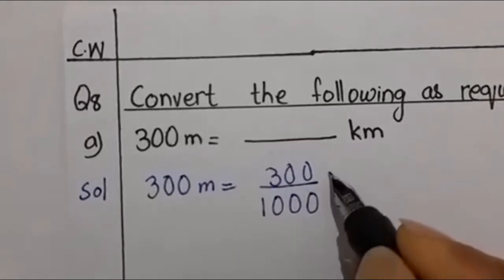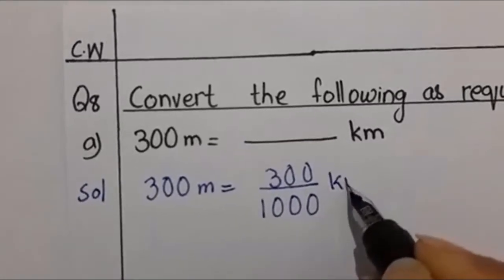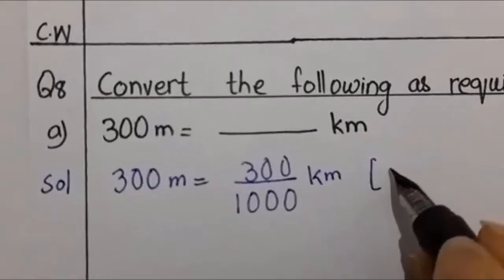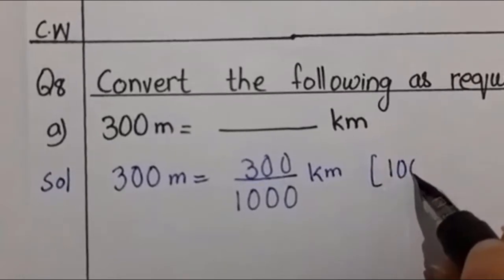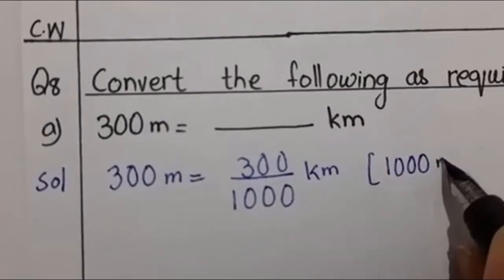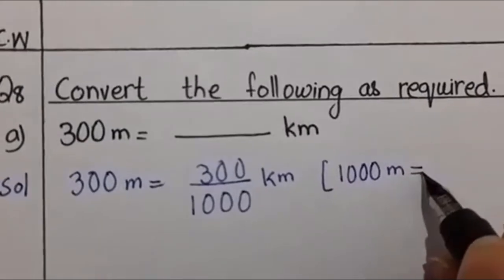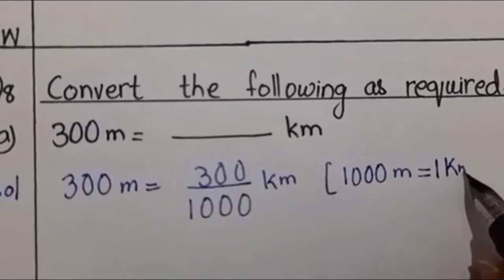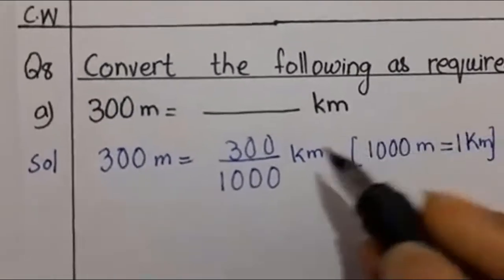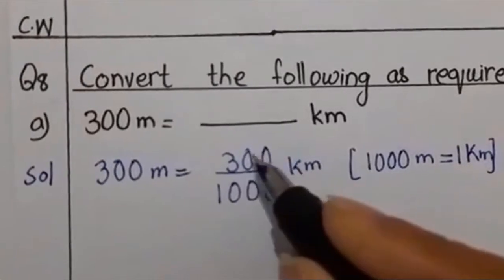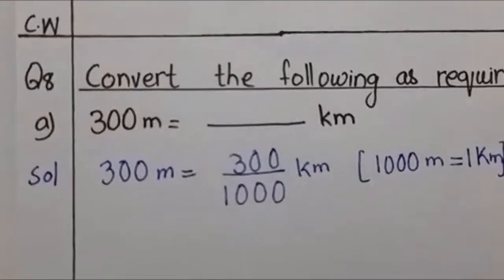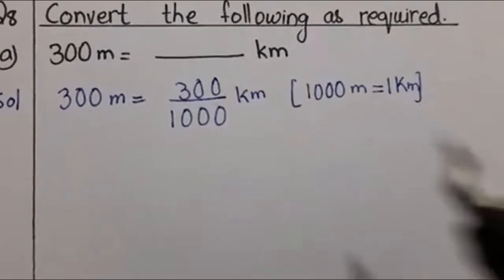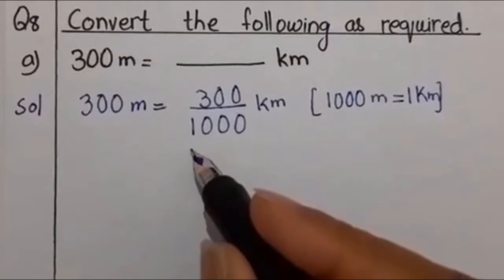Now this meter is converted into kilometers, and we can also write in a bracket so that we don't forget that 1000 meters equals to 1 kilometer. So here we have converted by dividing. And you all know when there is the 100, 1000 and 10 in the denominator, we can convert it into the decimal. So boys, let's make it the decimal.